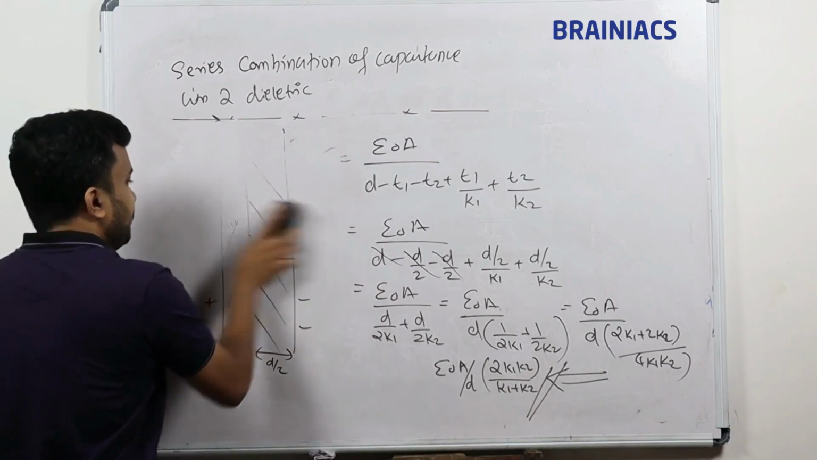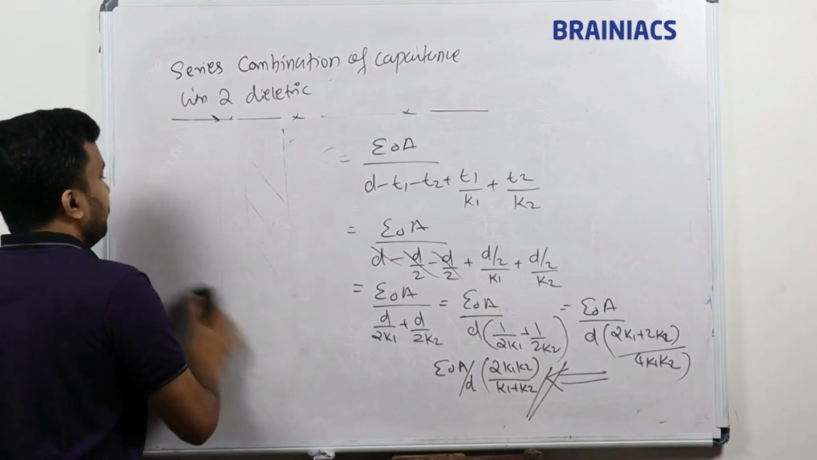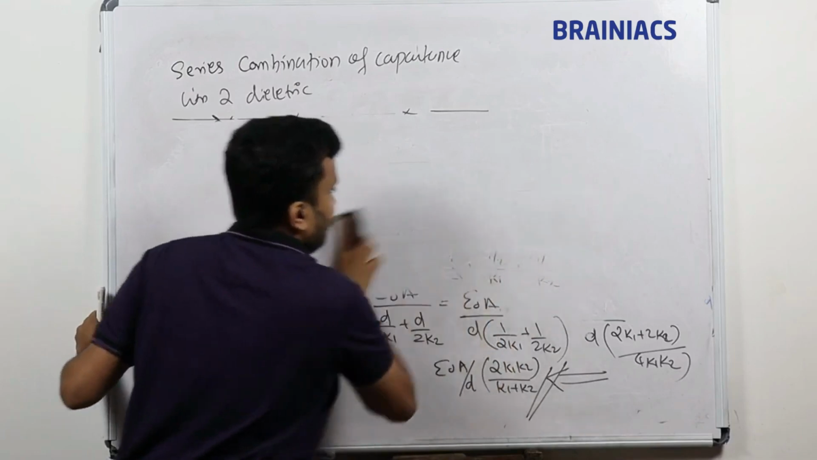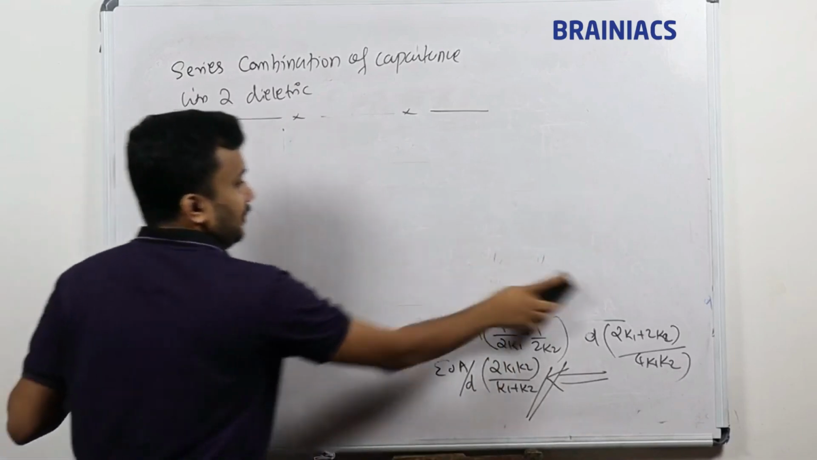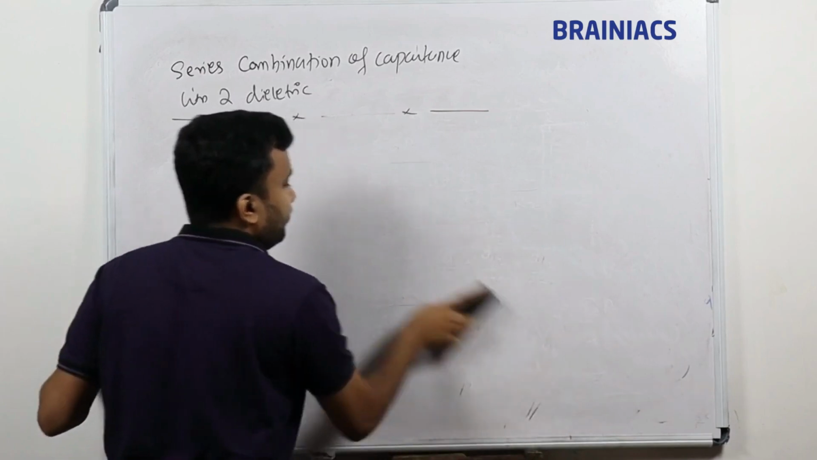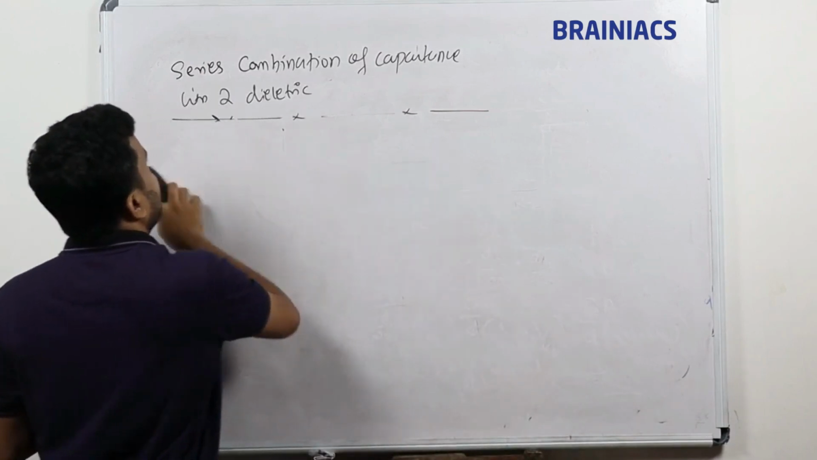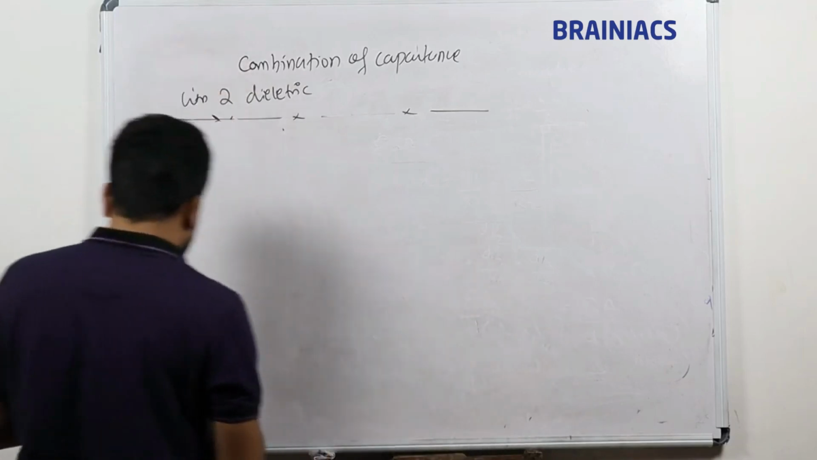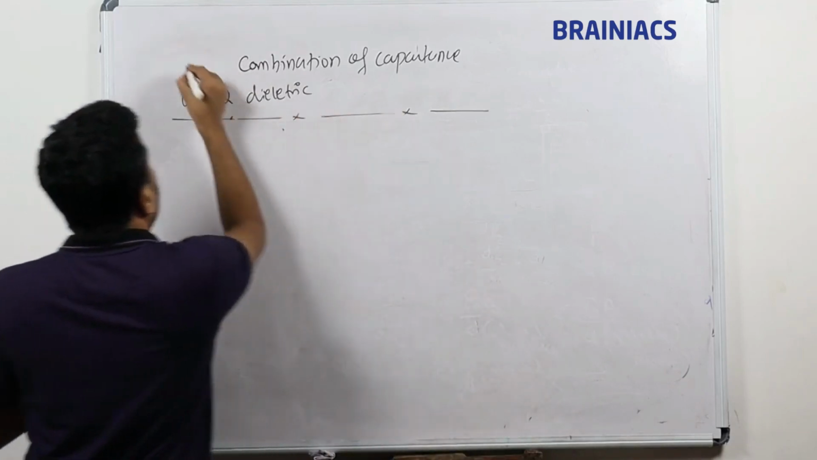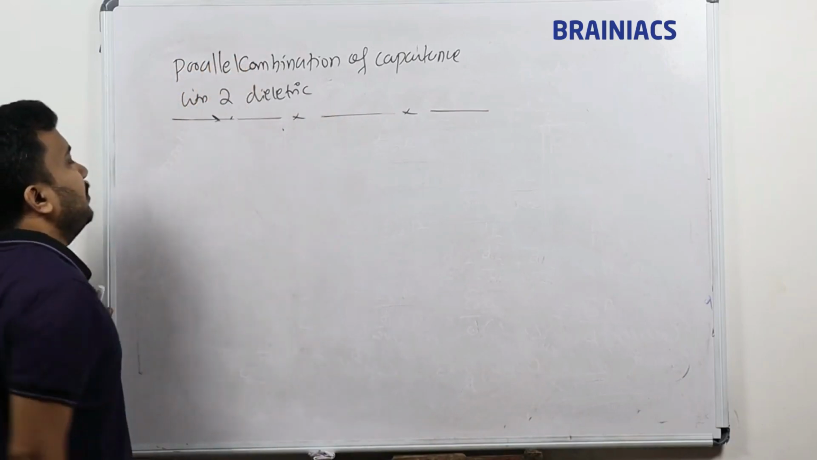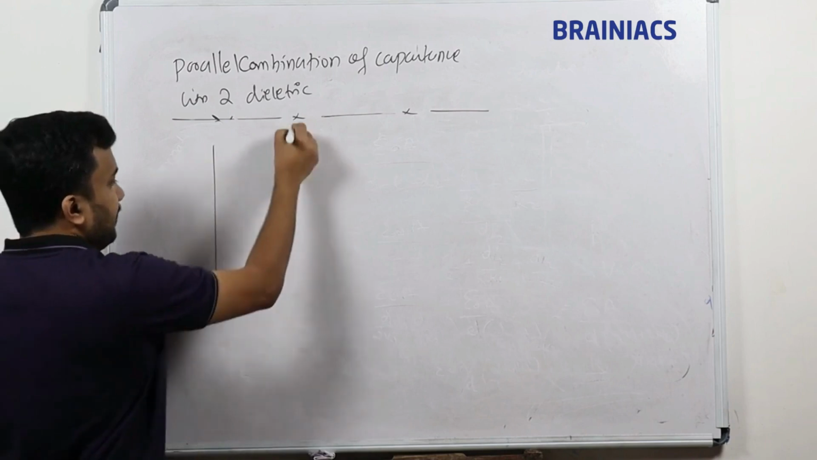So now we have seen the series combination. Of course, what will be the next? Yes, you thought right. Whenever I say the word series, of course the next word will come, that is parallel combination of capacitance. Only the word series I am changing. So we need parallel combination of capacitance with multiple dielectrics.